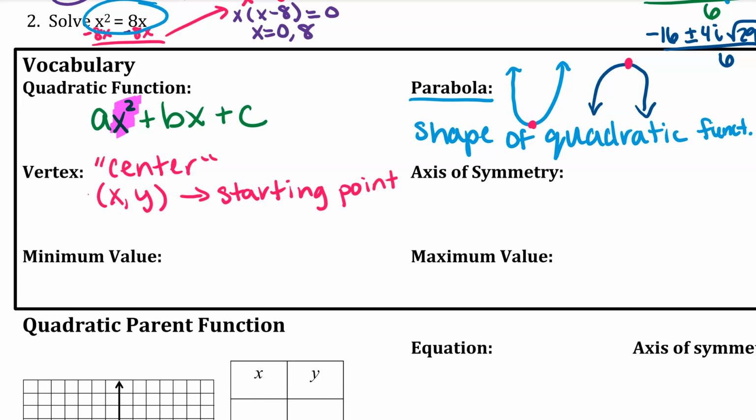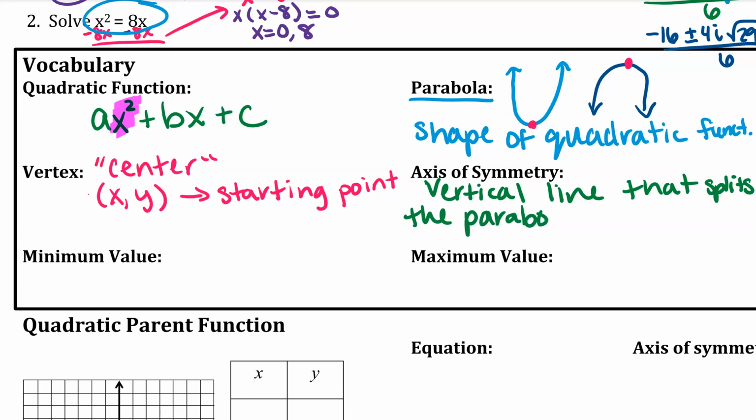Now with the vertex comes something called the axis of symmetry. The axis of symmetry is just a vertical line that splits the parabola in half. So it kind of creates a mirror. If you took the piece of paper that your parabola was on and folded it in half, both sides of your parabola should be the same. The left side and the right side should be the same. That's what your axis of symmetry does.